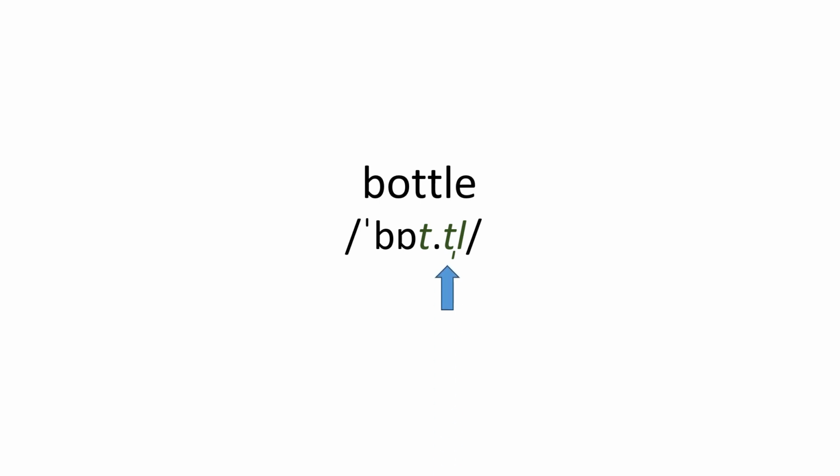For example, bottle. When does syllabic L occur? It often appears in unstressed syllables after consonants like D or N. Examples: bottle. The second syllable is just L without a vowel. Middle.